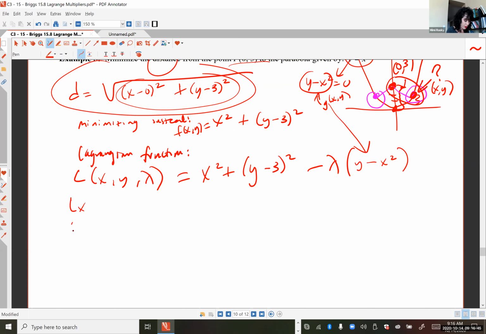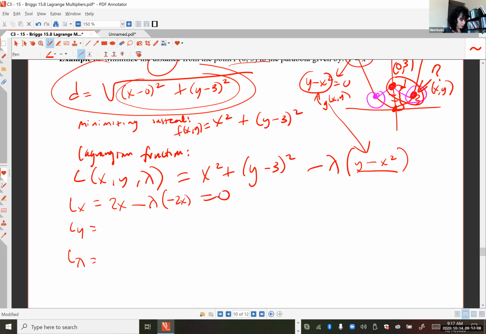Get your 3 partials this time, not 4, because we don't have any z's in this particular function. Nice. And what do I get when I take the partial with respect to x? I get 2x. That's it for that. And then minus lambda times the derivative of y minus x squared with respect to x, which is negative 2x. And we'll set that equal to 0.